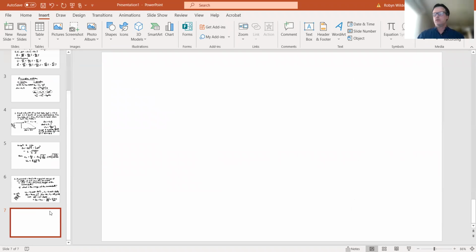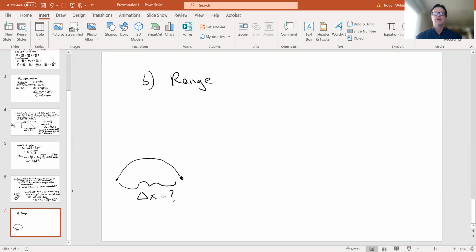And to do part B, what we're asking for is the range of the projectile. Now, when I say the range, what I imply is that it's going to go up to its maximum height and then come back down. And its range is the horizontal distance it covered in that flight, right? So it ends up at the same height that it started at.